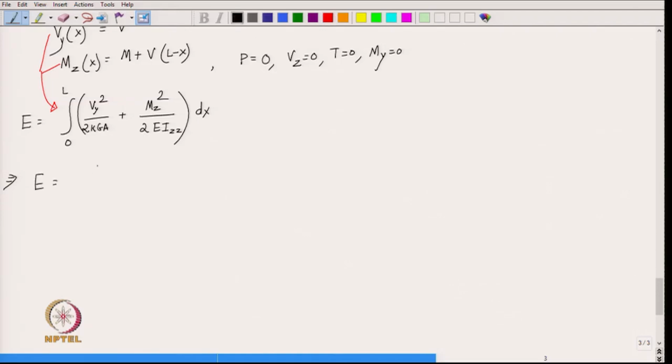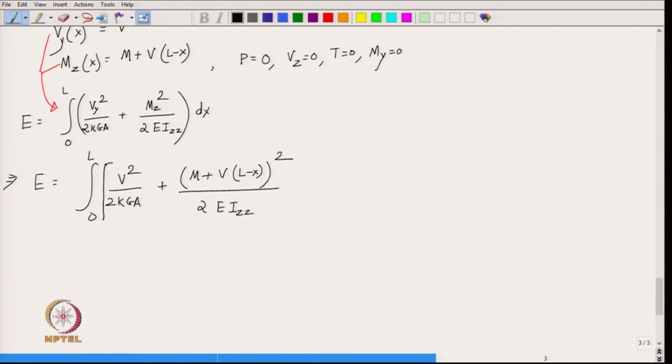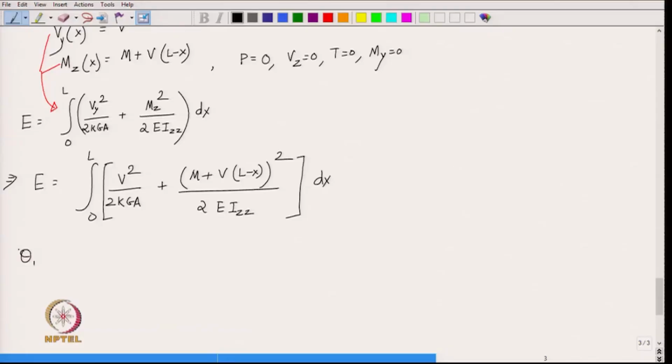And we have E equal to integration from 0 to L of V squared by 2 k G A plus (m plus V into (L minus x)) whole squared divided by 2 E I_zz, dx. So, you see we have already written down the expression for energy in terms of the externally applied load, that is V and m. And now, to obtain theta L, we apply Castigliano's theorem, it is ∂E/∂m.